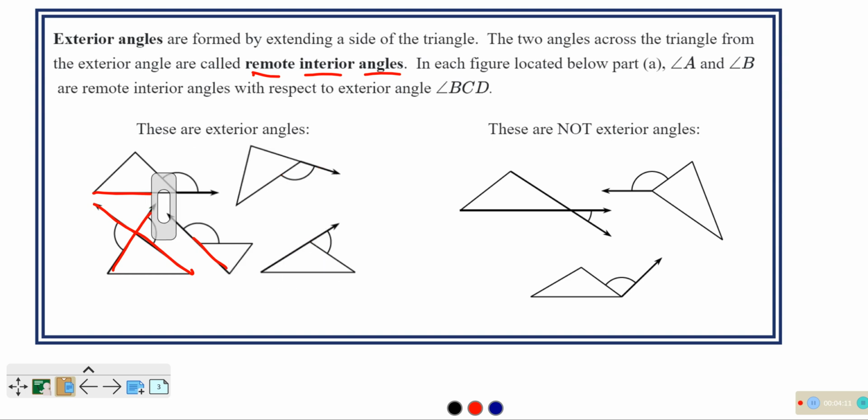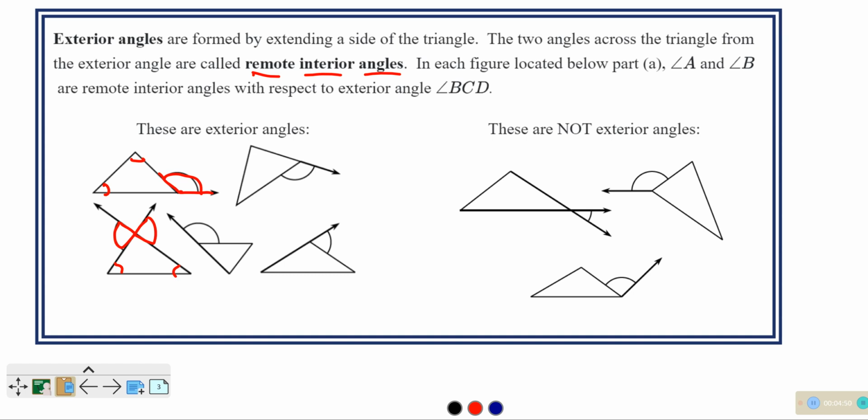And so when you look at the remote interior angles, here's my exterior angle. The remote interior angles are these 2, the 2 that are away from it. Here's the exterior angle, here's the remote. In fact, both of those are the exterior angles and both of those are the remote. Remote just means away from, okay? In each figure located below part A, angle A and B are remote interior angles with respect to BCD. We'll talk about those in a minute.